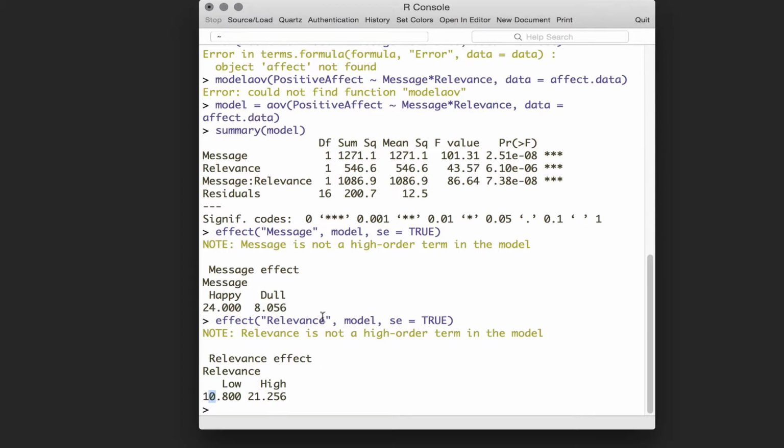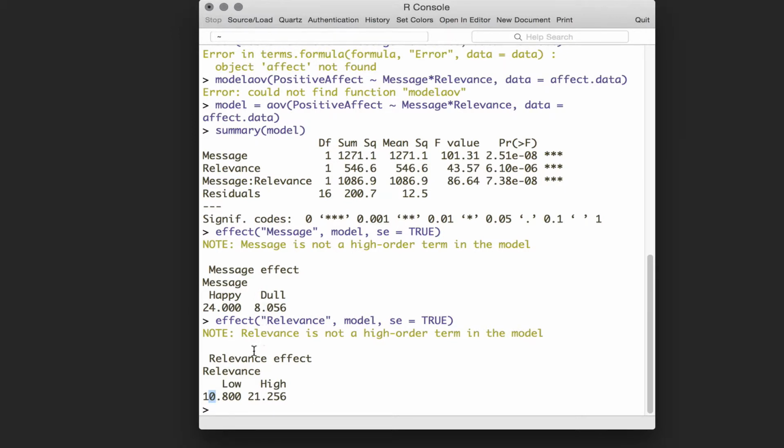This is forgetting about what message people got, just looking at the relevance, putting all the people who got a happy message and all the people who got a sad message together and just looking at the relevance. So we can see that in general people who got a happy message felt happier than people who got a dull message, and people who got a message of low relevance didn't feel as happy as people who got a message of high relevance.